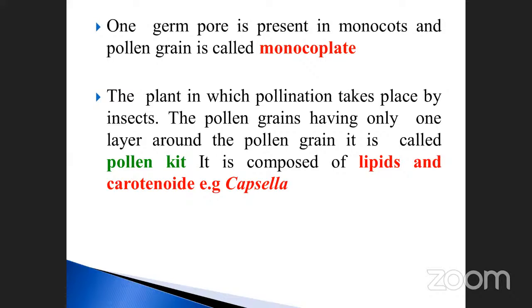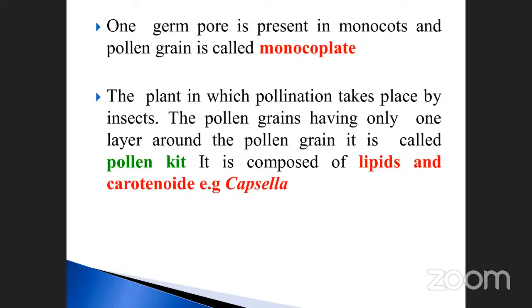It is composed of lipids and carotenoid. This is very, very important. Pollen kits are made up of which component? What are the components or biomolecules? They may ask the questions. Okay, and also examples. Okay, lipids and carotenoids.